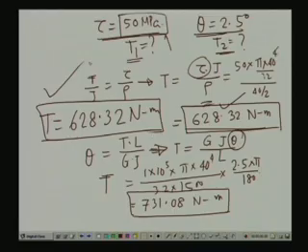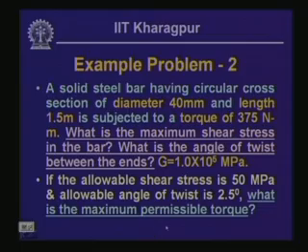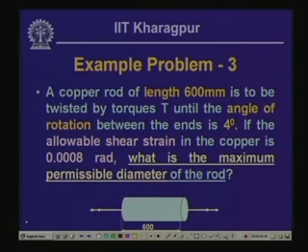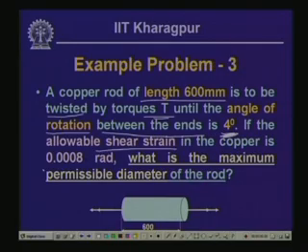Now, let us look into another example which is of similar kind, but with a little difference, that here we are defining it in terms of the strain. A copper rod of length 600 millimeter is to be twisted by torques T until the angle of rotation between the ends is 4 degree, and the allowable shear strain in the copper is 0.0008 radian. Then what is the maximum permissible diameter of this particular rod?